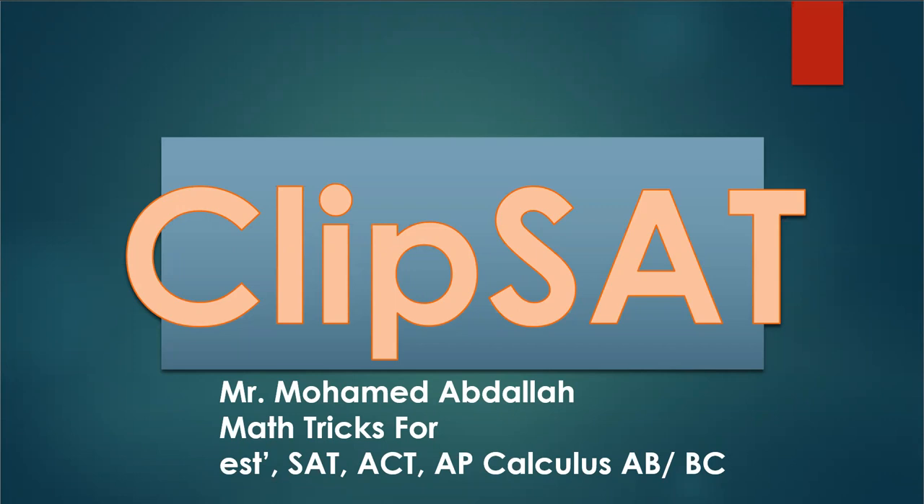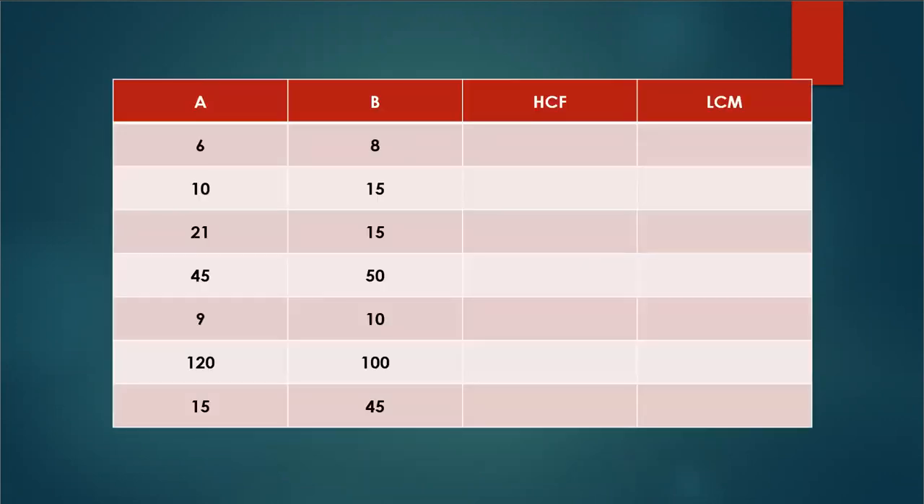It's about common factors and common multiples for numbers and expressions in a very quick manner. Okay, let's go ahead. We have two pairs of numbers A and B, and we need to find the highest common factor and the least common multiple for each pair.